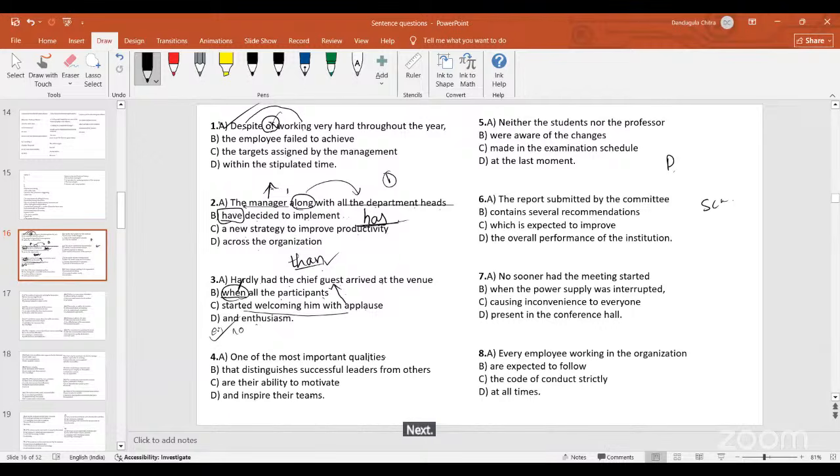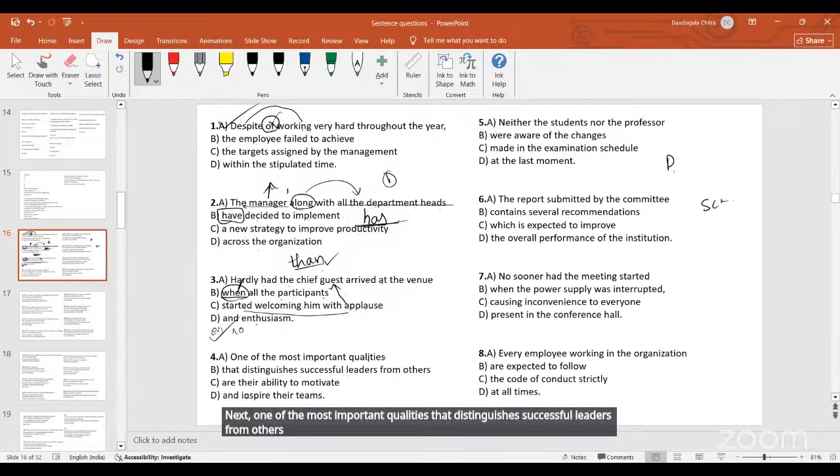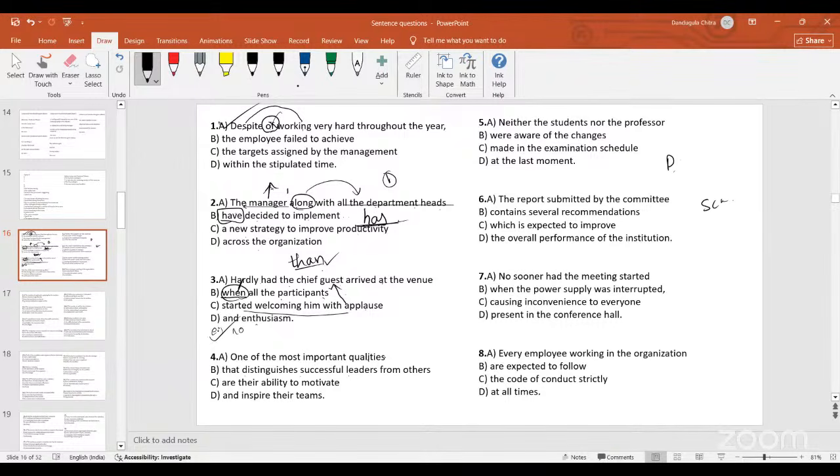Next, one of the most important qualities that distinguishes successful leaders from others are their ability to motivate and inspire their teams. Yes, what's the error? Sir, option C, sir. Is their ability to motivate. Yes, exactly. Is one of the most important qualities that distinguishes successful leaders from others.